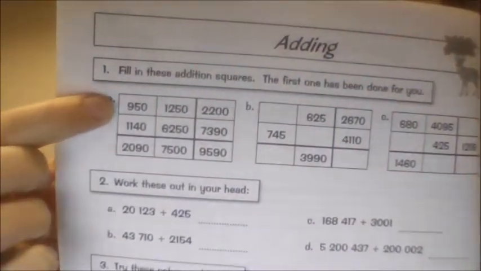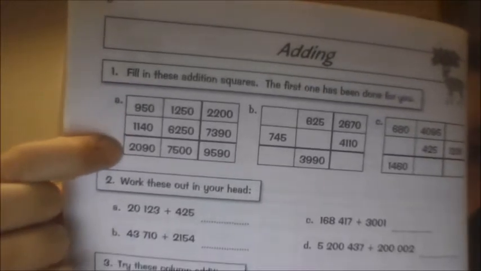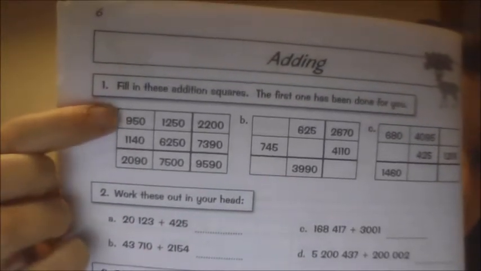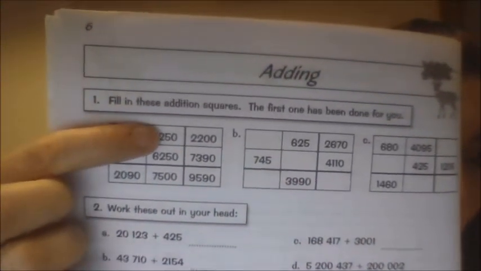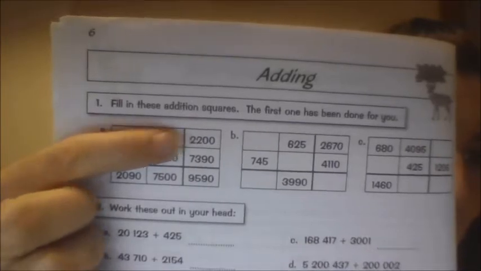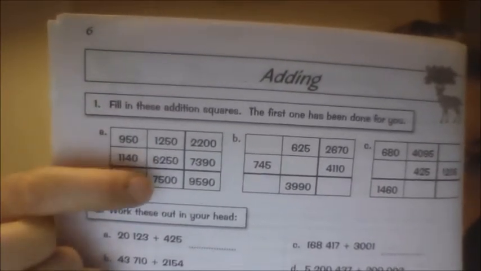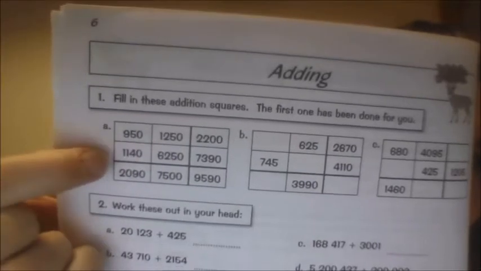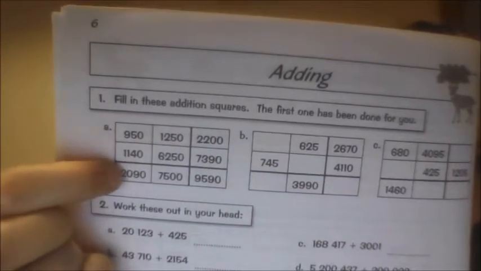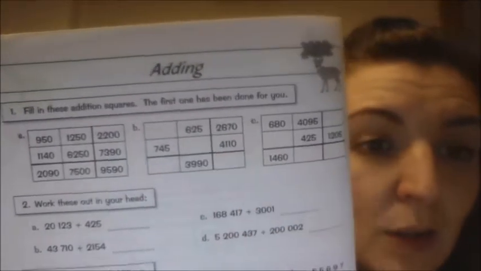Okay, so the top one then, you've got an addition square. Now the first one's been done for you. So what happens on these addition squares, that number add that number equals this bottom number here. Okay, so 950 add 1140 equals 2090. And then across as well, so 950 add 1250 equals 2200. So these two add together to make that one, and these two add together to make that one, and so on around the square.